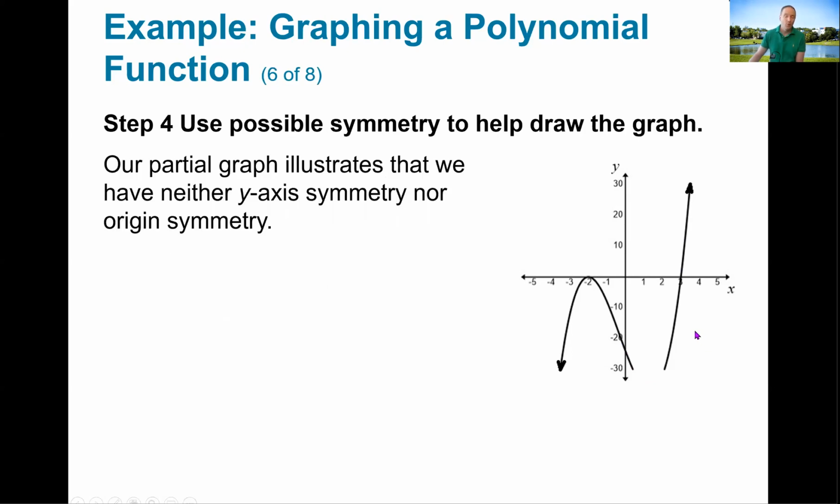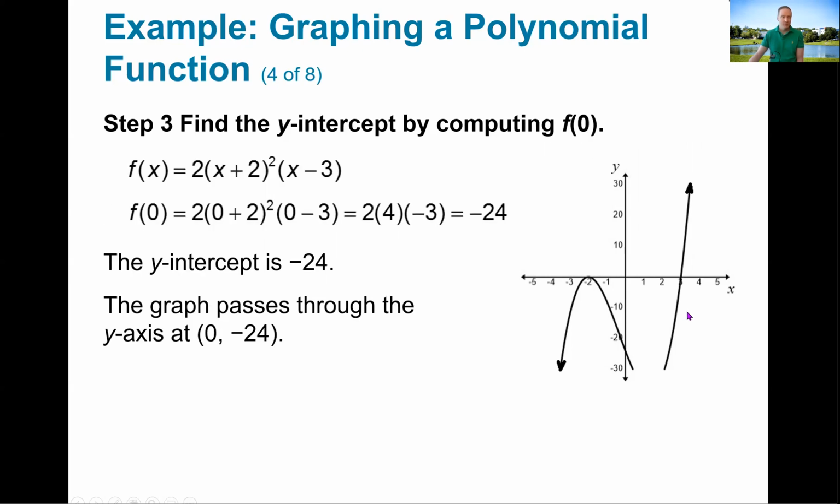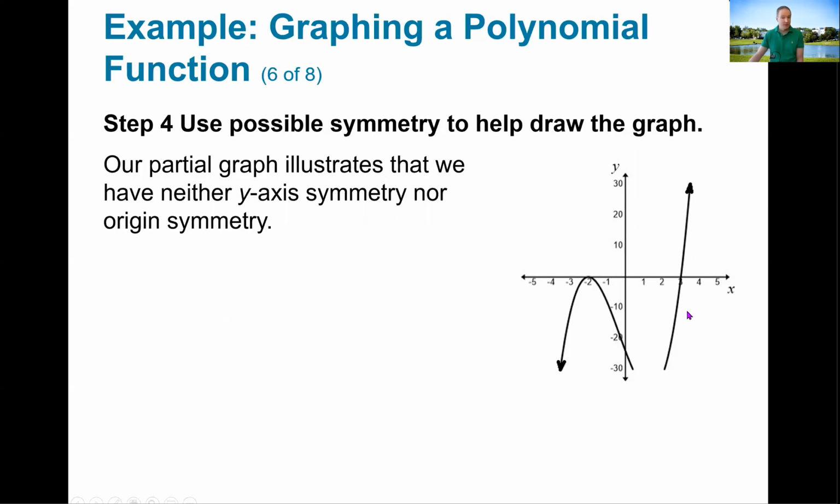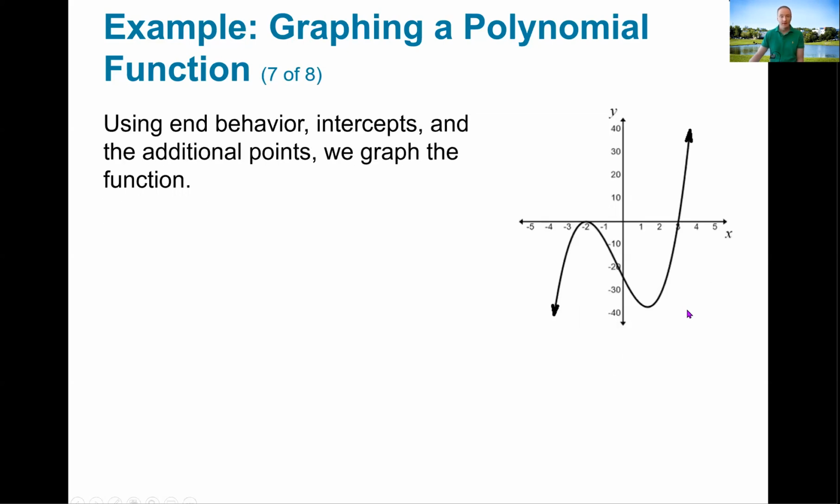Now, whenever we think about step 4, I said, well, you might use symmetry to help. You can't use symmetry in this one. Why can't you use symmetry in this one? Because it's not symmetric with respect to the origin, and it's not symmetric with respect to the y-axis. So no symmetry to help us in this one. It will help occasionally. And then use the end behavior, intercepts, and additional points we graph to graph the function.